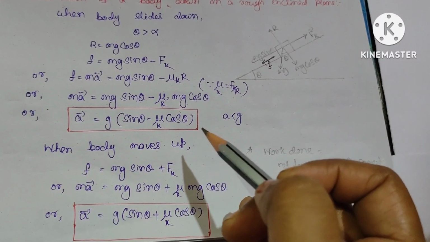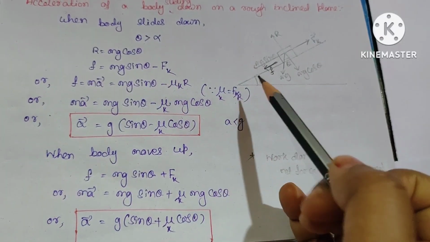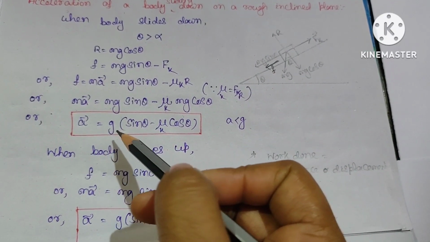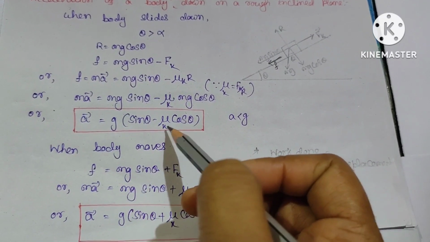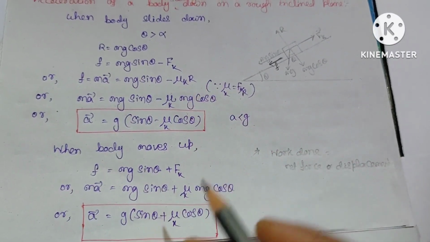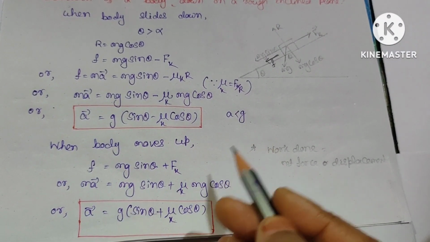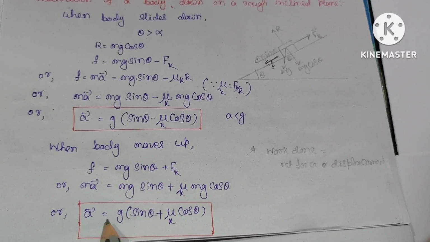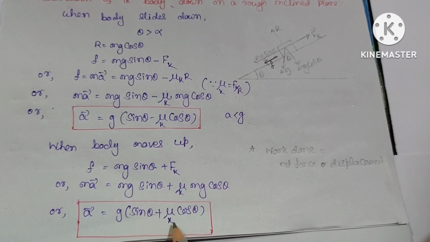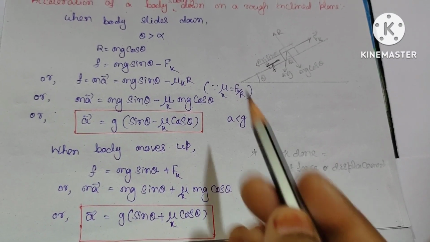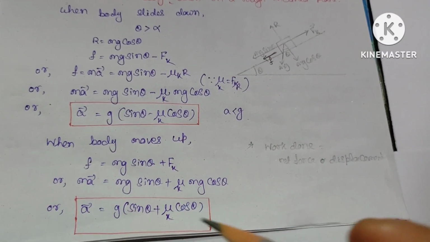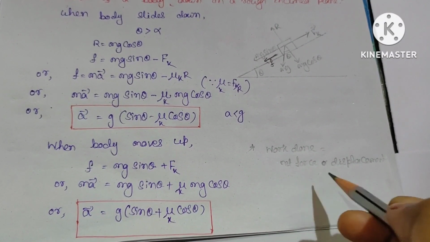So you can see that when the body slides in the downward direction, the acceleration will be g into sin theta minus mu k cosine theta, but when the body moves in the upward direction, the acceleration will be g into sin theta plus mu k cosine theta. And from this relation you can also calculate the work done, that is the net force into the displacement.